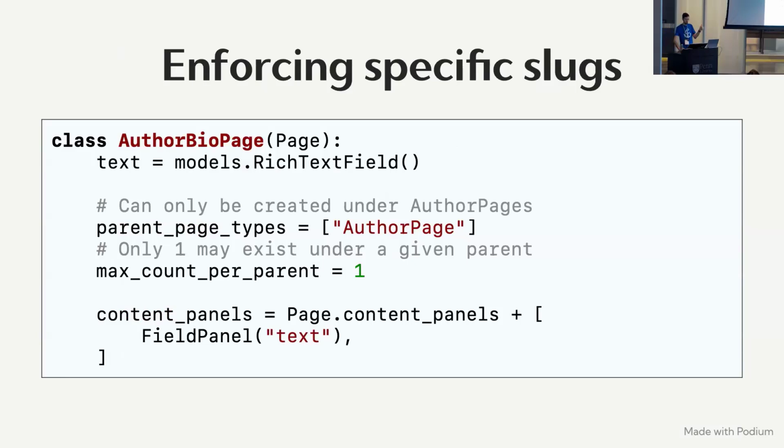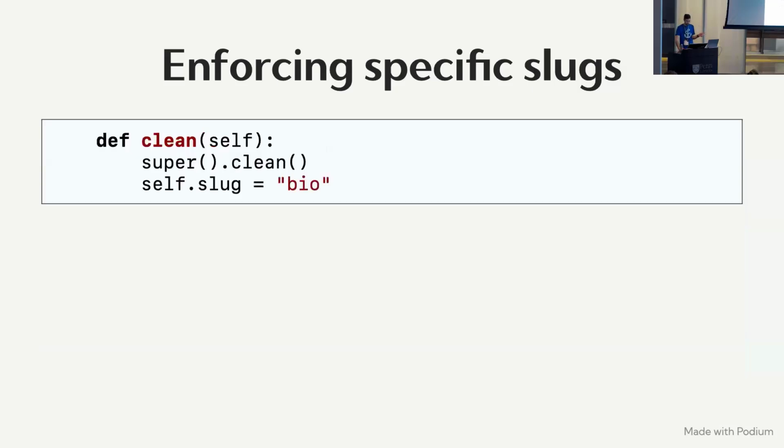First, we can make them only creatable under author pages using the parent page types technique that Megan mentioned. And we can also use max count per parent to only allow one of them under any given parent. And this will ensure that we do not have any duplicate slug issues.